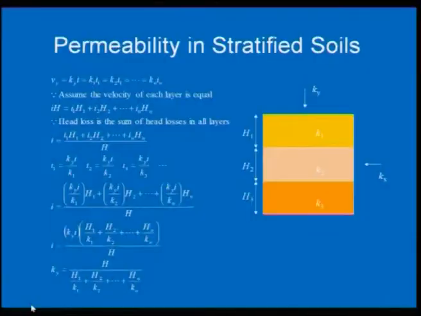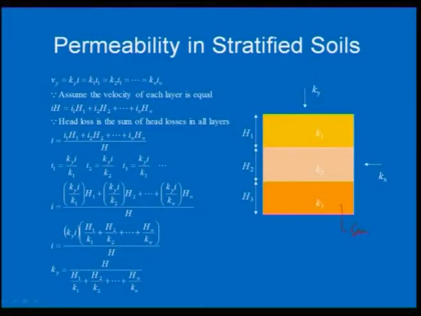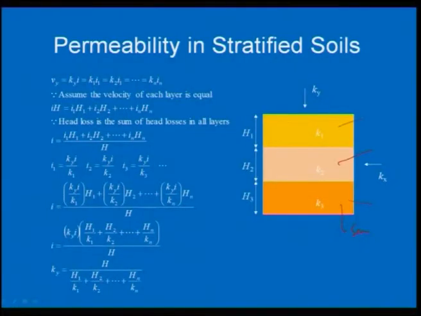Then go to the next part, permeability in stratified soil. In general, in the field it is not possible that soil is only one component. If it is sand, it is not possible that throughout it will all be sand. So, this is a different soil, this is a different soil, this is a different soil. This is called stratification. So, K1 is different, K2 is different, K3 is different. So, stratification may be different in the y direction, may be different in the x direction, may be different in x as well as y direction.